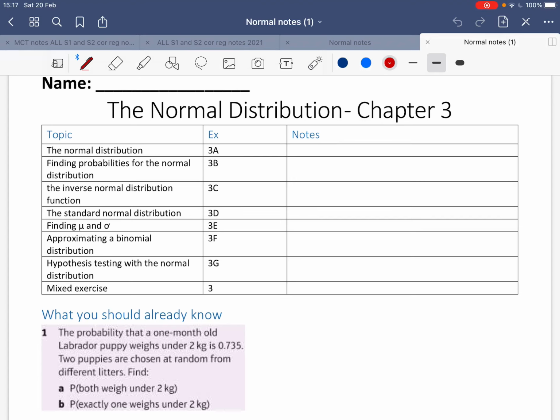Hello Year 13, this is the first lesson on the normal distribution. Today we're going to have a look at an introduction and work towards exercise 3A. You should find the notes in the Google Classroom and hopefully you've had the chance to print them off. If not, work from the screen and work onto paper.